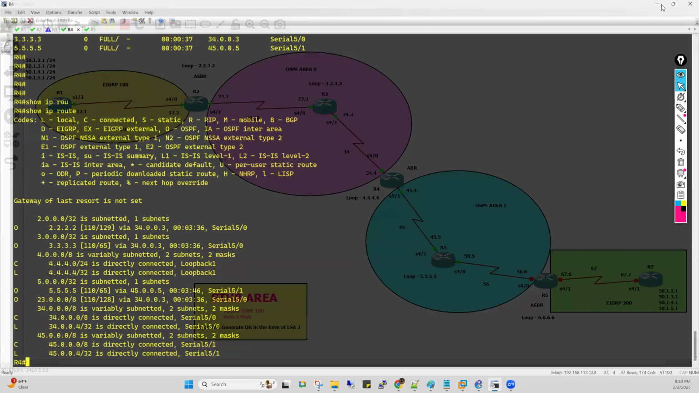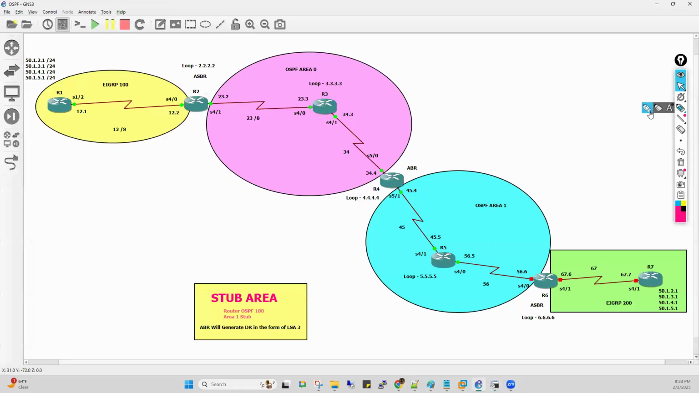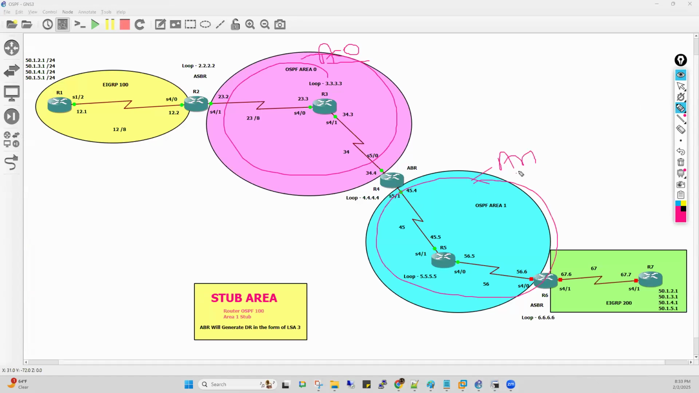In this scenario, in this topology, see very carefully. Here we are using area 0. Here we are using area 1. And this router is known as ABR router. What will this router do? This router will share which LSA, guys? Tell me which LSA? LSA number 3, right?